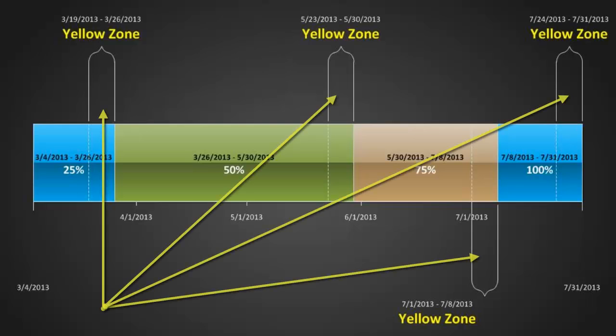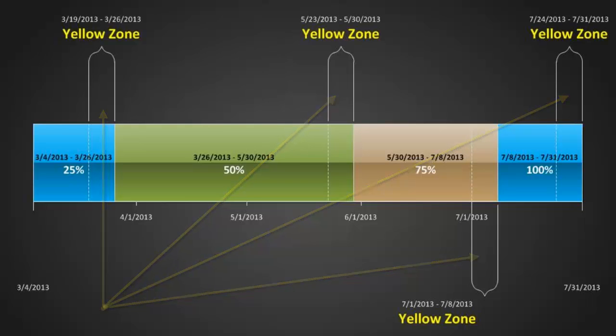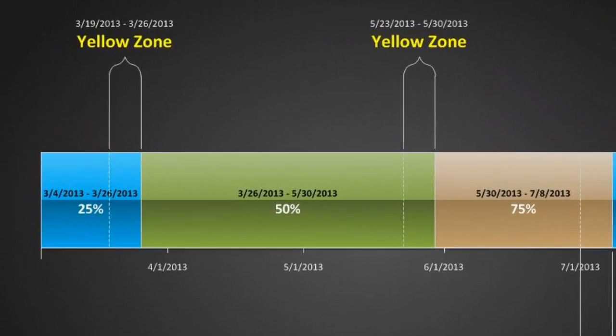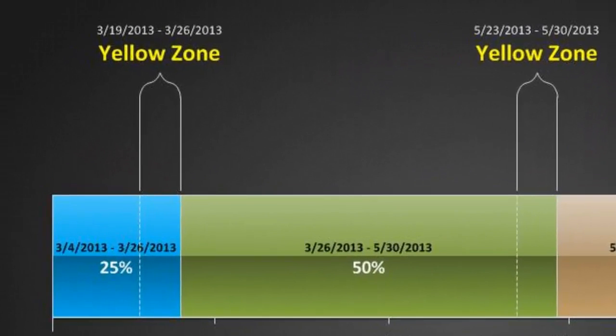The yellow zone represents 5 net working days prior to when the particular milestone quartile is scheduled to be completed. Net working days are the number of work days between a starting and ending point that excludes weekends and holidays. For example, 5 net working days prior to the completion of the first quartile of the project on March 26th would begin on March 19th.